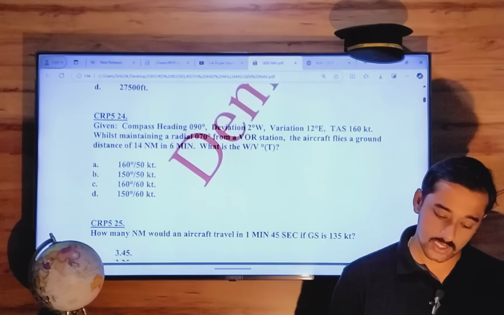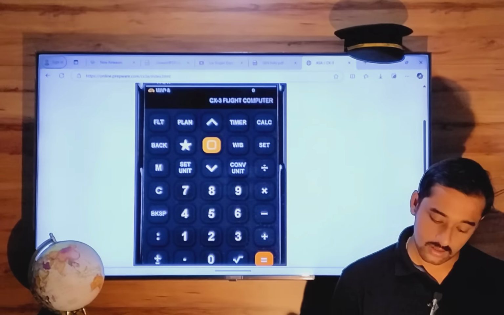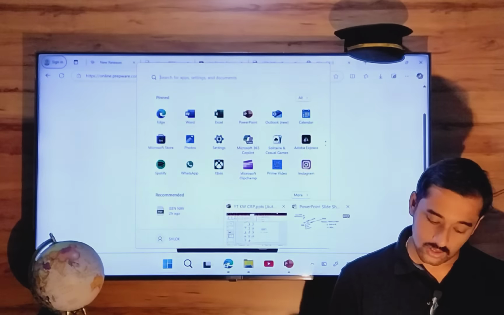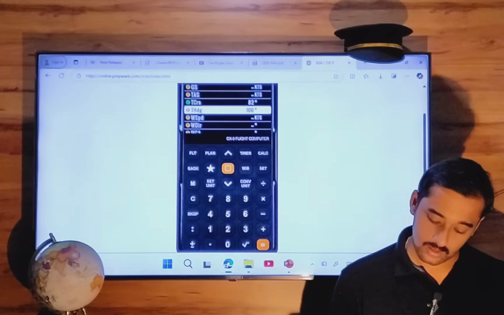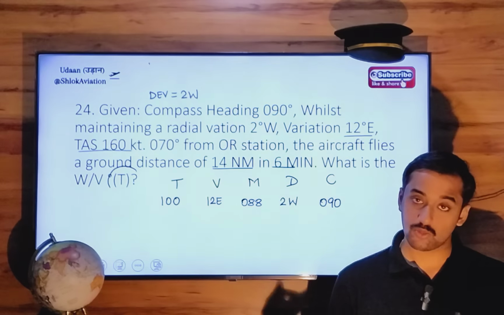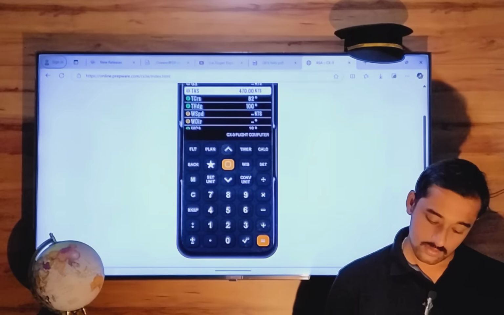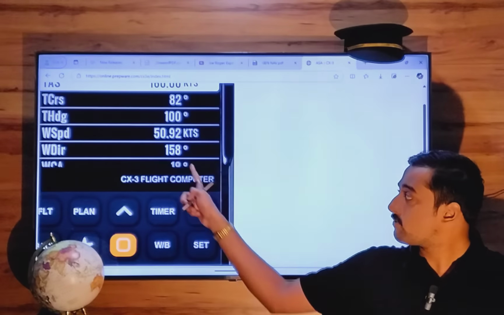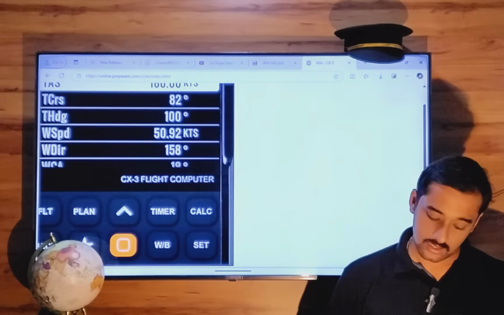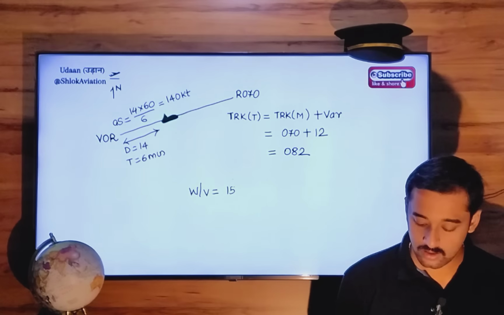Now substitute the values. True course 82. True heading 100. TAS true airspeed 160 and ground speed 140. Wind velocity will be 158 degree at 51 knots.